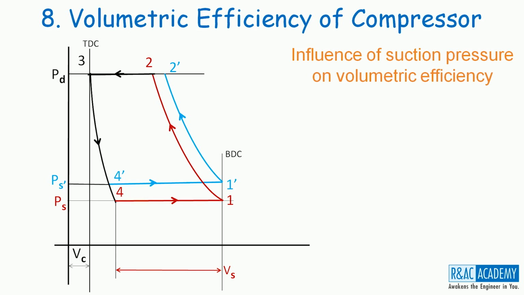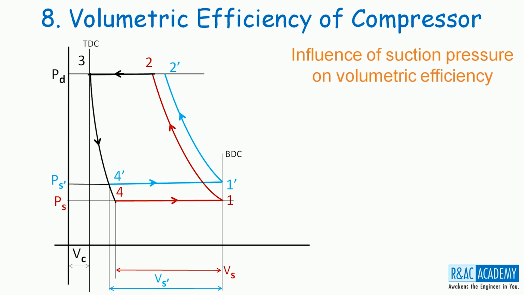The actual volume of the vapor sucked into the cylinder for this new cycle is Vs dash, which is more than the baseline value Vs. That means when the suction pressure is increased, the actual volume of the vapor sucked into the cylinder increases and hence volumetric efficiency is increased.